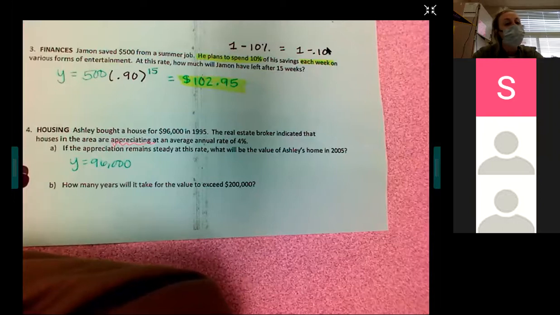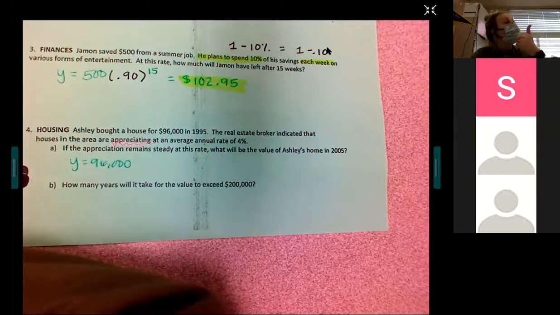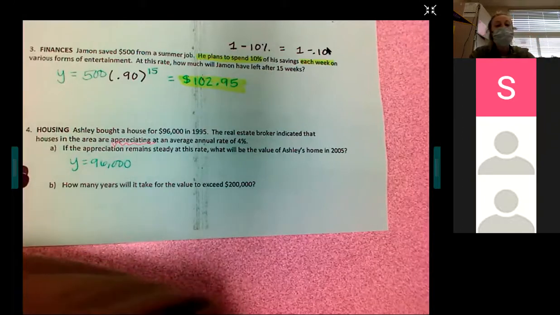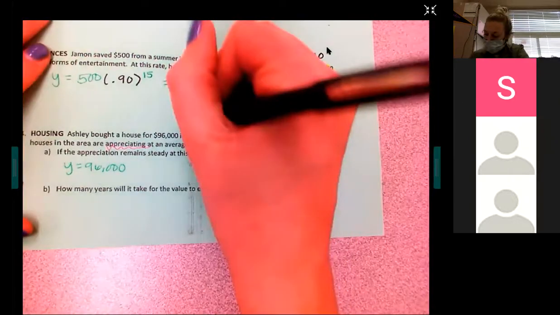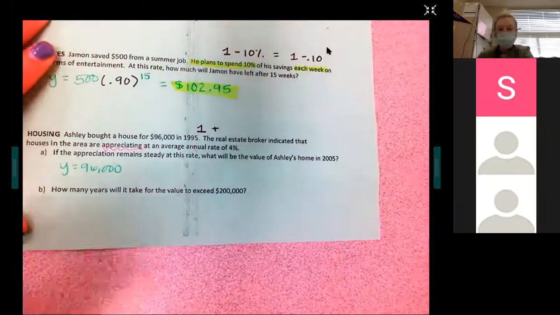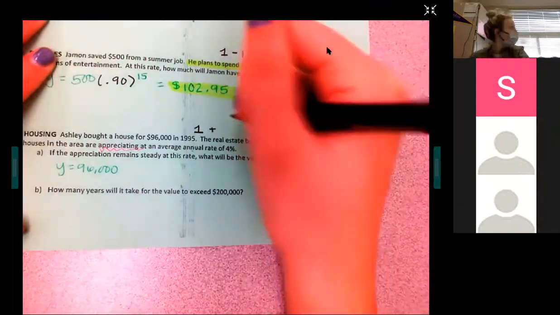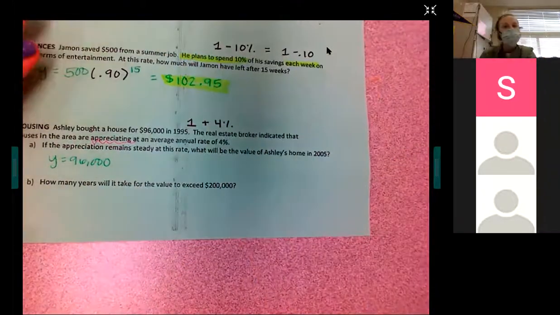Appreciating in math, we just talked about this. What does the value of a house do? Up or down? Increases. The word appreciate means it goes up. So when we're trying to find our rate for number 4, if it's going up, what's my formula? 1 plus. Very good. What was it? 4%. Good, Kiara. So 1 plus 4%.